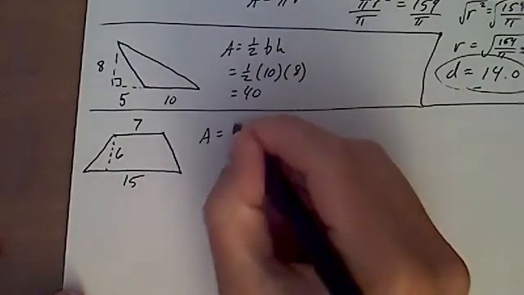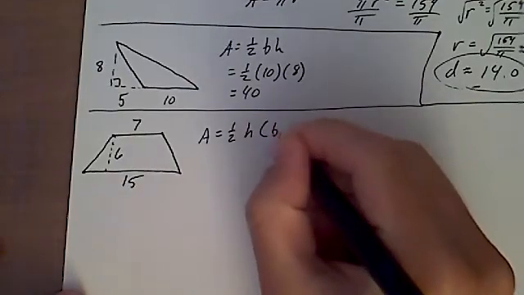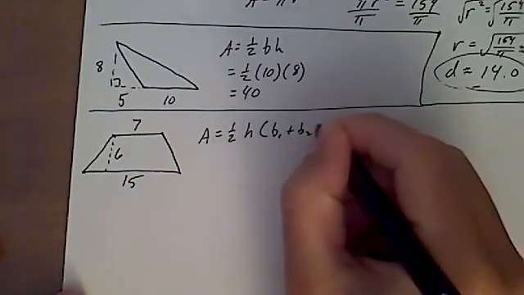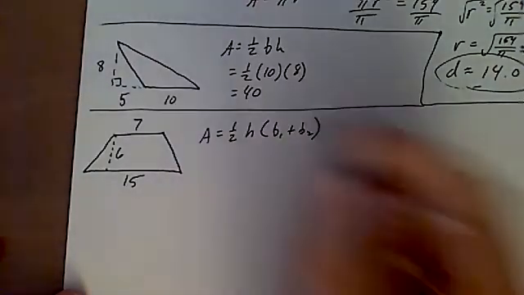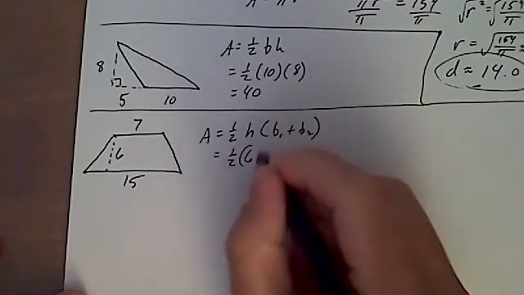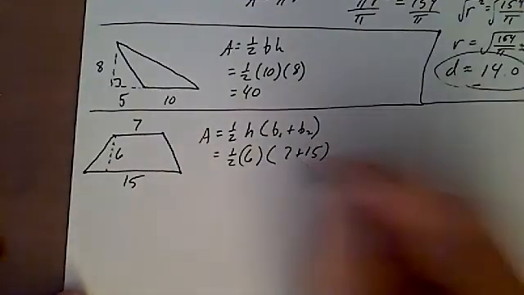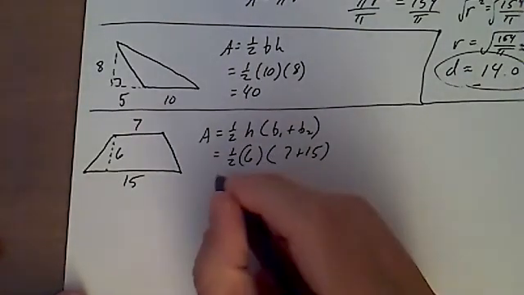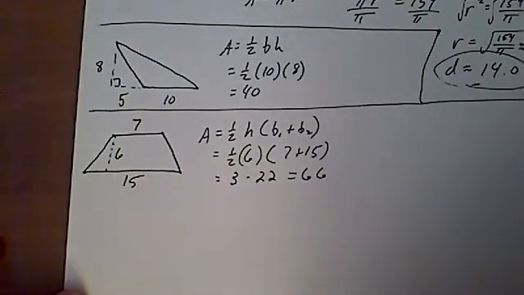The area of a trapezoid is 1/2 the height times the sum of the two bases. And so we get 1/2 of 6 times 7 plus 15. That's 22. So we get 3 times 22, which is 66.